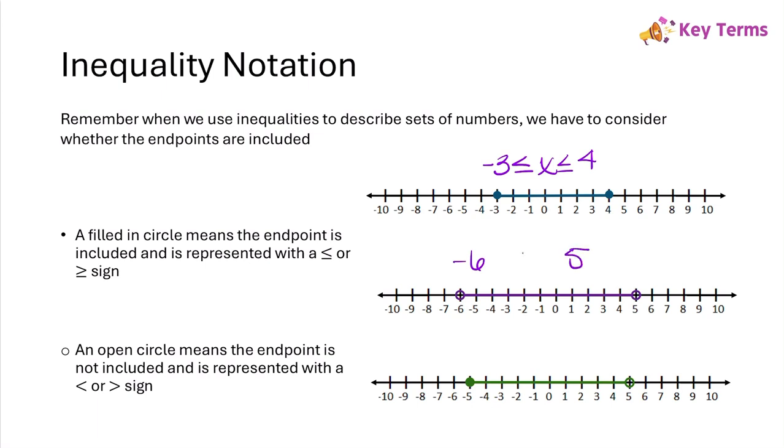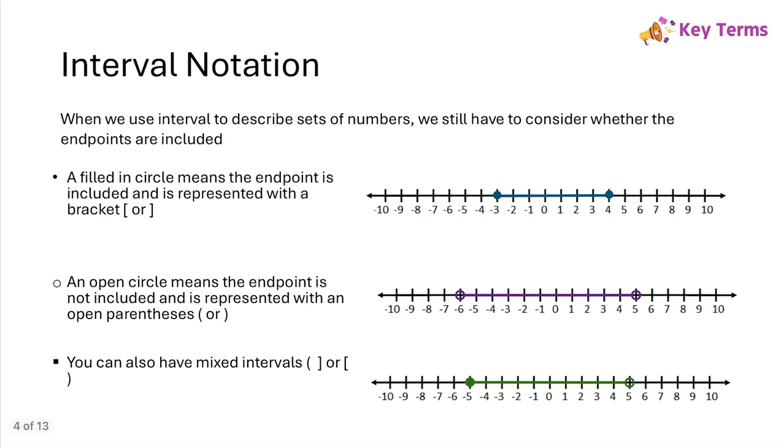We put the x in the middle, and then the -6 needs a less than sign because of the open circle. 5 needs a less than sign because of the open circle. Here, in this last example, it goes from -5 to +5, right? Let's put the x in the middle. -5, we have a filled-in circle, so less than or equal to sign. +5 is an open circle, so we use the less than sign. So now let's take these 3 examples and write them in interval notation.